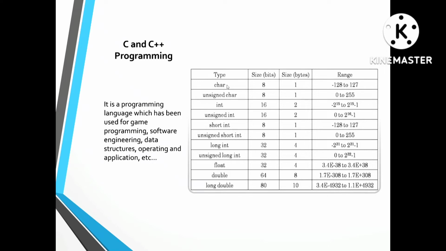Coming to the character. This is one type of data type in C programming. Its size is 8 bits and it occupies 1 byte. It ranges from -128 to 127. Unsigned characters are always positive, which range from 0 to 255. Int: we know integers are 1, 2, 3 or 0 and so on. Negative values are also considered.